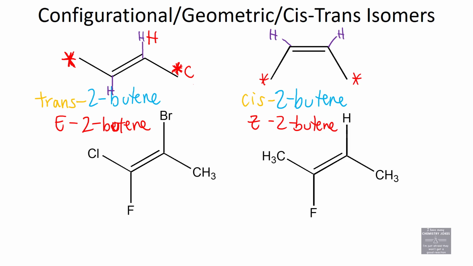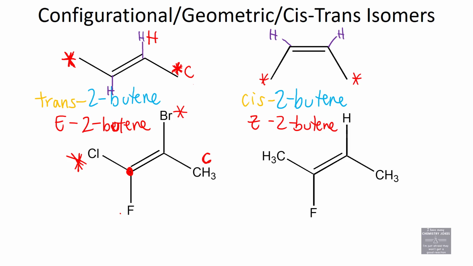If I compare chlorine to fluorine, that's comparing the two groups on this carbon, chlorine to fluorine, higher atomic number, higher priority, chlorine. Bromine compared to carbon. I'm not comparing to CH3, I'm comparing atoms directly. So bromine compared to carbon, higher atomic number, higher priority, up here.